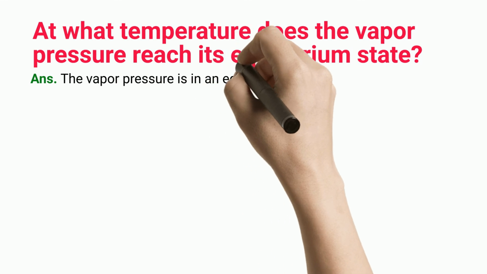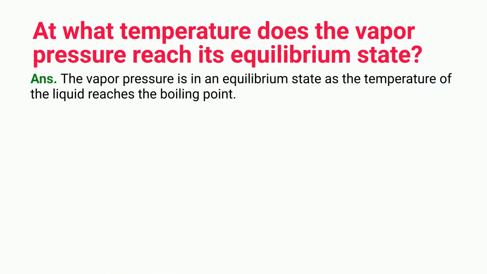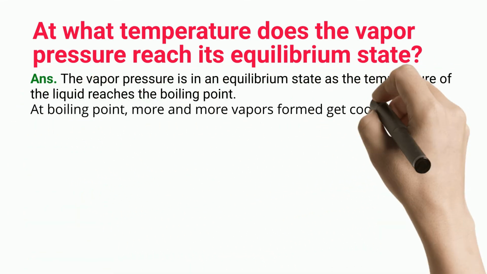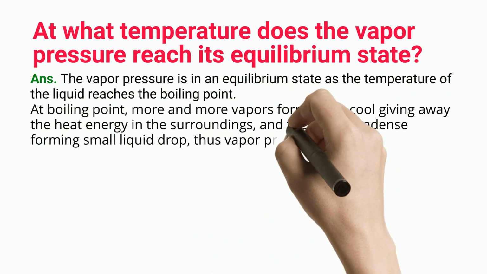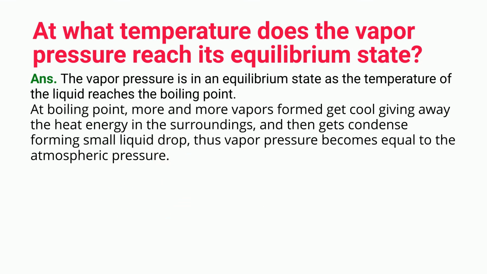At what temperature does the vapor pressure reach its equilibrium state? The vapor pressure is in an equilibrium state as the temperature of the liquid reaches the boiling point. At boiling point, more and more vapors formed get cool, giving away the heat energy in the surroundings, and then get condensed, forming small liquid drops. Thus vapor pressure becomes equal to the atmospheric pressure.